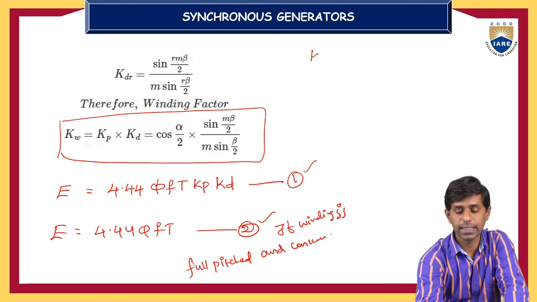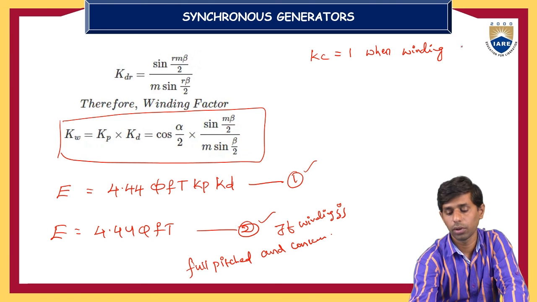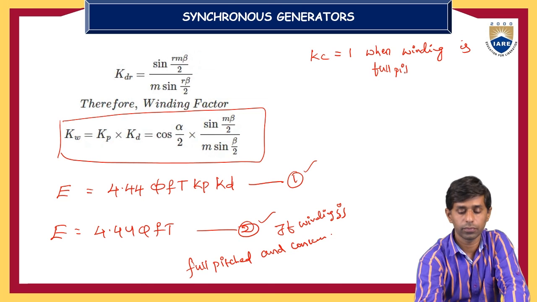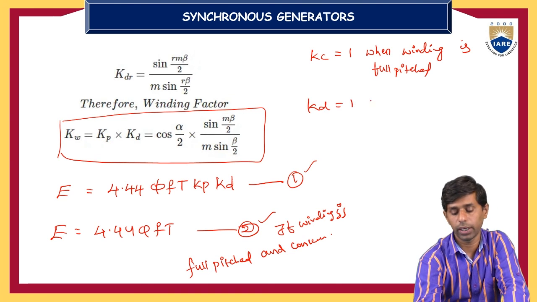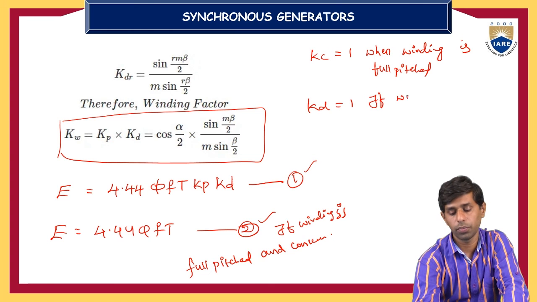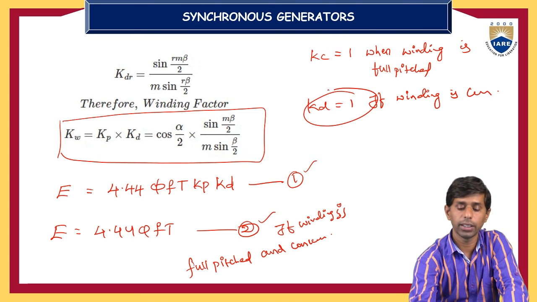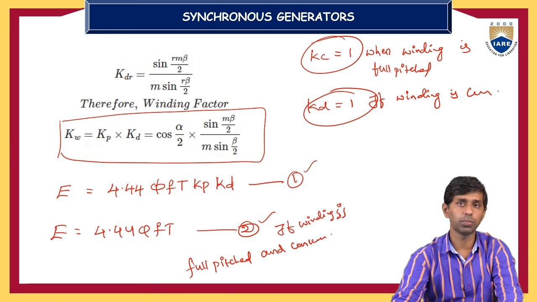And Kc is equal to 1 when the winding is full pitched, and Kd is equal to 1 if the winding is concentrated. Kd and Kc are both less than 1 if the winding is short pitched and distributed.